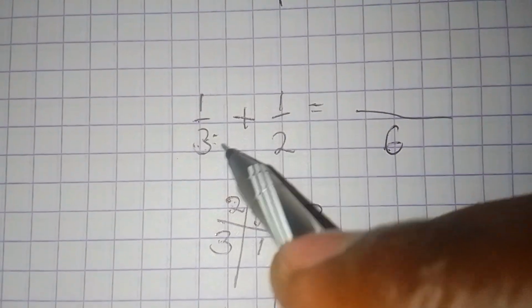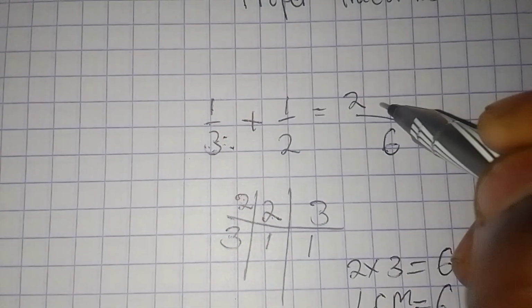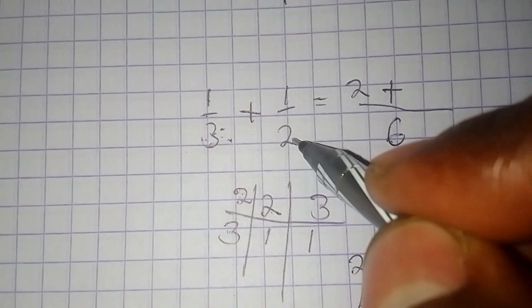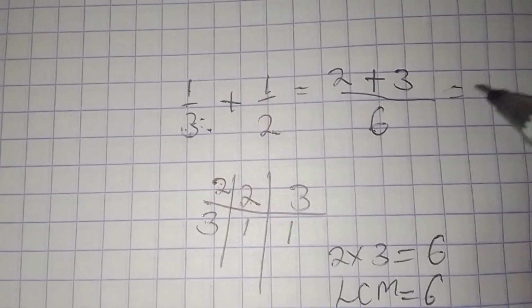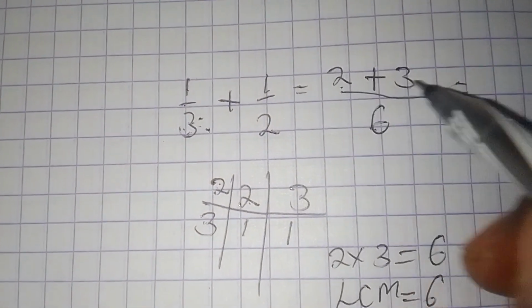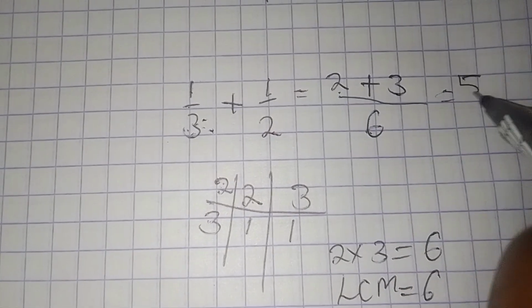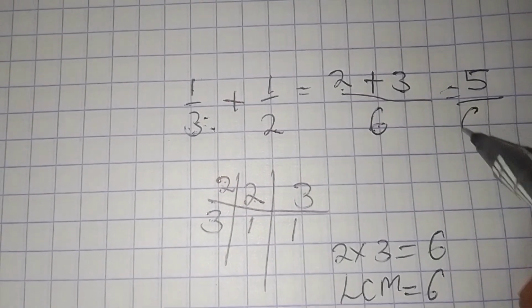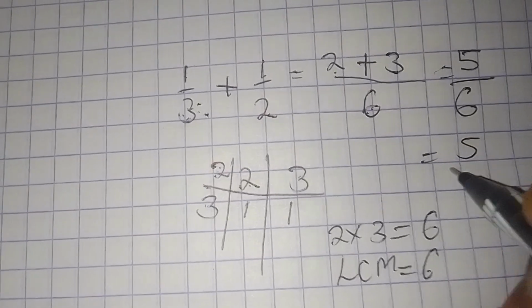So 6 divided by 3, you get 2. 2 times 1, 2. And then you add 6 divided by 2, you get 3. 3 times 1, 3. So you add the numerators. 2 plus 3, you get 5, over the denominator 6. So our answer is 5 over 6.